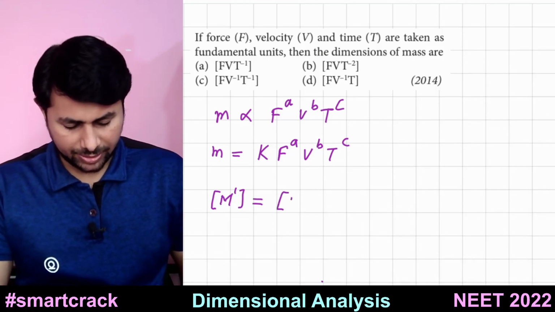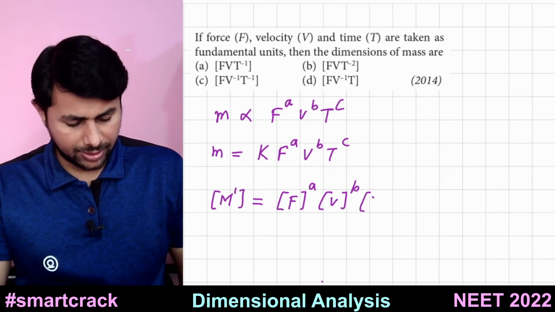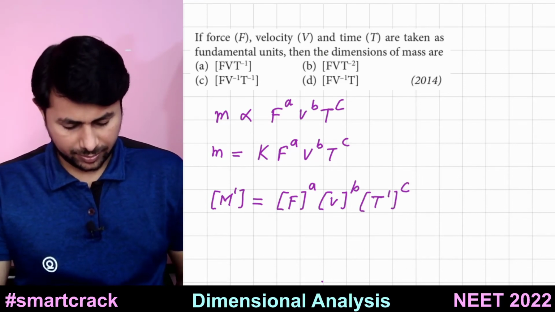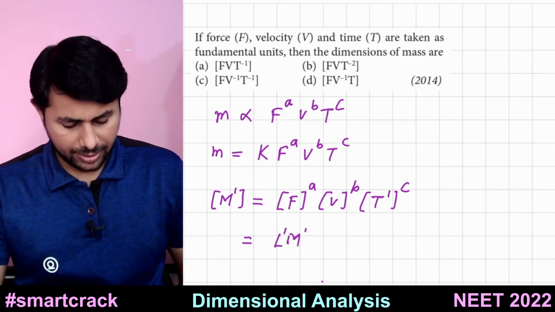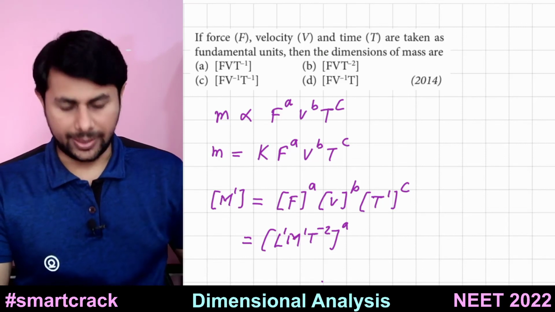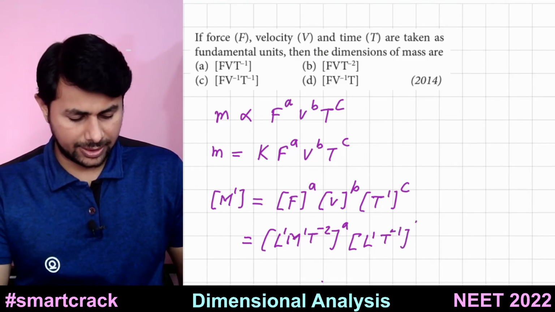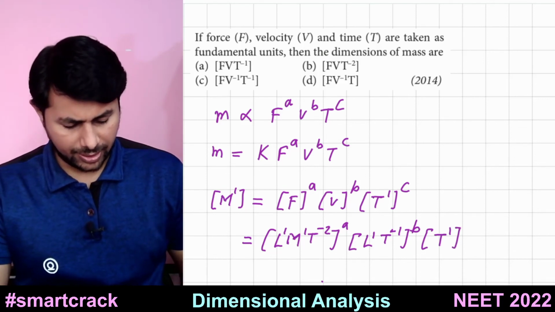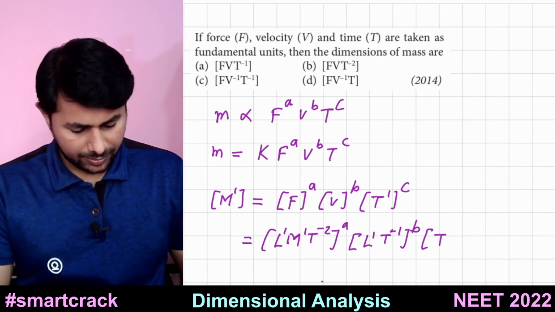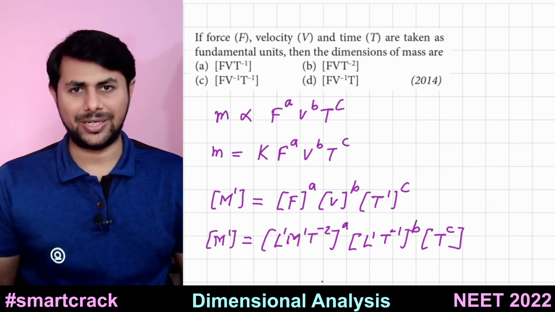So it is dimensions of force raised to a, dimensions of speed raised to b times dimensions of time raised to c. So which is equal to, we know the formula for force, it is L1 M1 T raised to minus 2. We have its power a. Then V raised to b, so it is L1 T raised to minus 1 raised to b. And we have T raised to c. Okay, and then now let's equate dimensions on left hand side and right hand side.